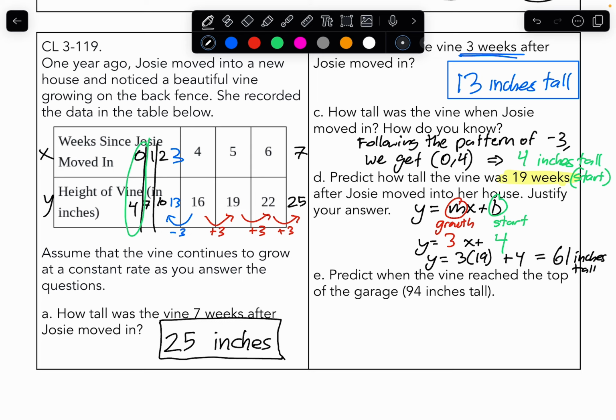The next one is where it's asking us to predict when the vine reached the top of the garage, when it reached a height of 94 inches tall. I'm going to highlight this one in a different color. This one's the more difficult one. Okay, height of 94 inches tall. So what we do in this situation, we can either guess and check with our equation, or we can put that in for y.